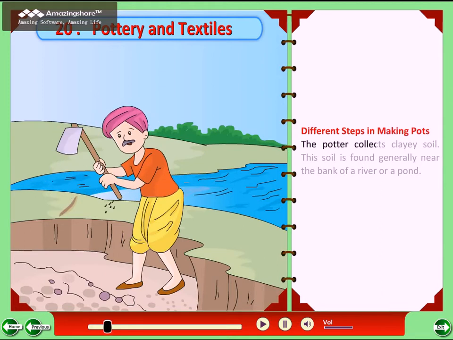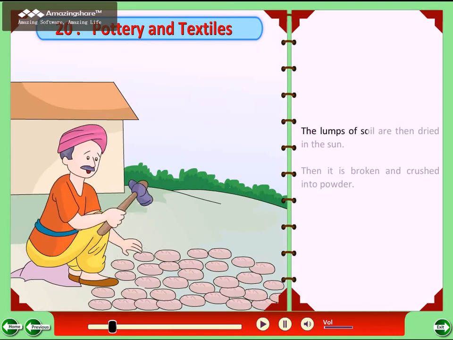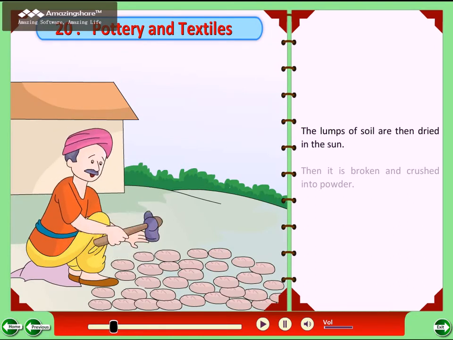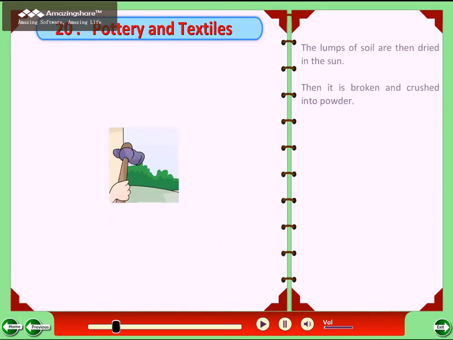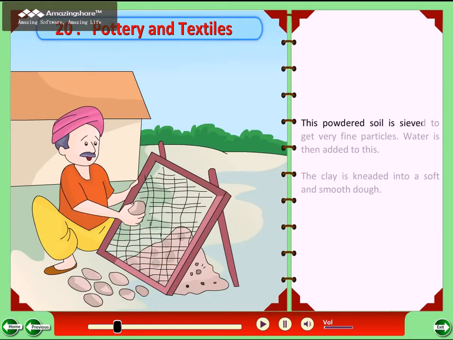The potter collects clay soil. This soil is found generally near the bank of a river or a pond. The lumps of soil are then dried in the sun. Then it is broken and crushed into powder. The powdered soil is sieved to get very fine particles.